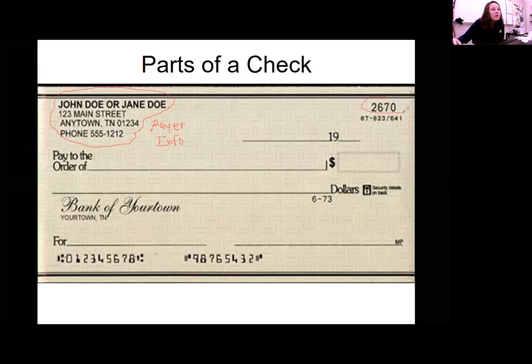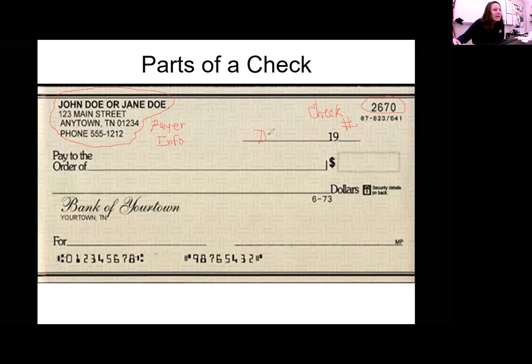This right here is called your check number. This will go up by 1 with each check that you write. So this is check number 2670. The next one will be 2671, 2672, 2673. So that'll be different. That'll go up 1 with each check that you write.